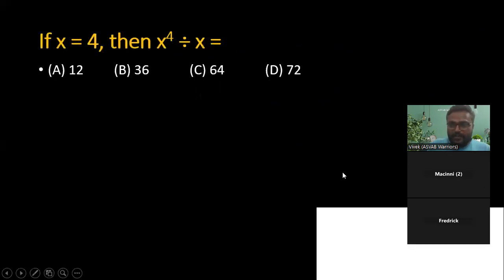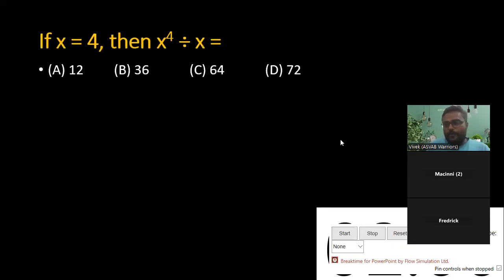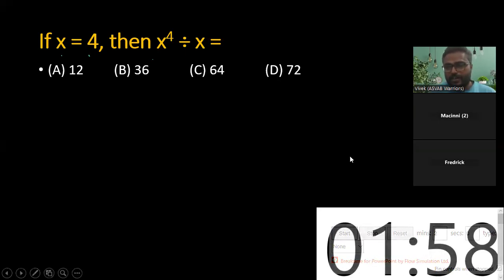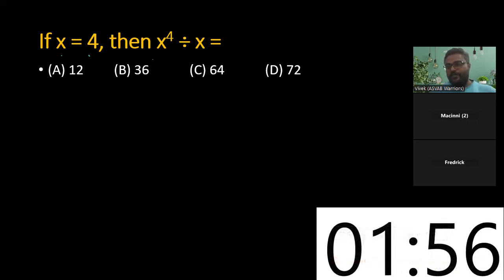I hope you guys have understood it. Now, I will solve one more question, and after that, you guys have to solve it. If x is equal to 4, then x to the power 4 divided by x will be equal to what? I think this is pretty easy. Can you guys solve it? I'll just start the timer. If you guys don't solve it, I'll solve it. Frederick, McKinney, can you solve it and tell me the answer in the chat box?